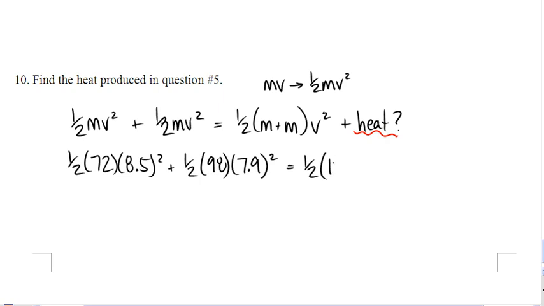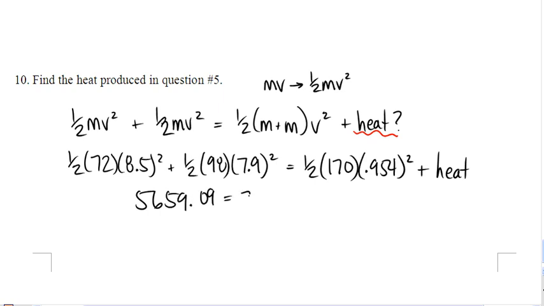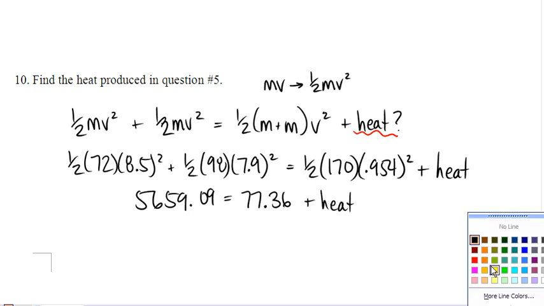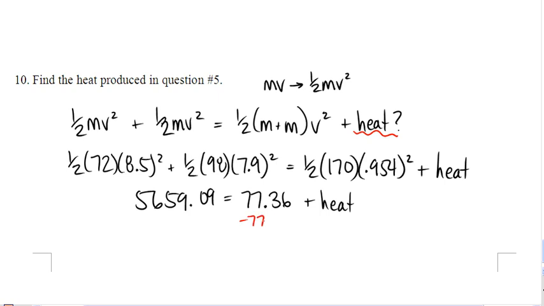Equals 1/2. The combined mass was 170. We found they moved away at 0.954 meters per second. And then we want to find some heat. Looks like the left-hand side is 5659.09 equals 77.36 plus heat. And remember, we're going to solve for heat not by dividing, but just by subtracting that 77.36.